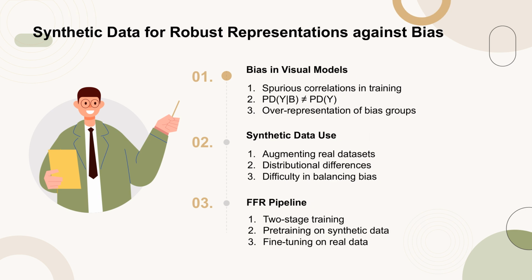Visual classification models often rely on spurious correlations in the training data that do not reflect real-world distributions. This bias occurs because the training set encodes correlations between classes and biases, leading models to make incorrect predictions based on these biases. To address this, synthetic data from generative models is explored to augment real datasets. However, the distribution of synthetic data differs from real data, making it challenging to balance biases. The From Fake to Real, FFR, pipeline is introduced as a solution, which involves a 2-stage training process: pre-training on balanced synthetic data and fine-tuning on real data, thereby mitigating bias.